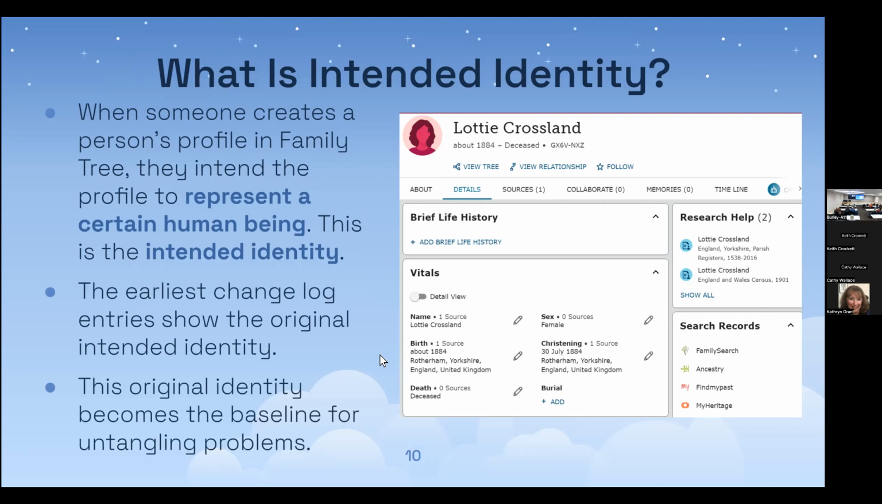The original identity, therefore, becomes the baseline that we use when we untangle problems in Family Tree. If you want more information on this, I'll display my email at the end, and there's actually a whole separate presentation on this. There is a recording, so I can send you the recording on that if you're interested.